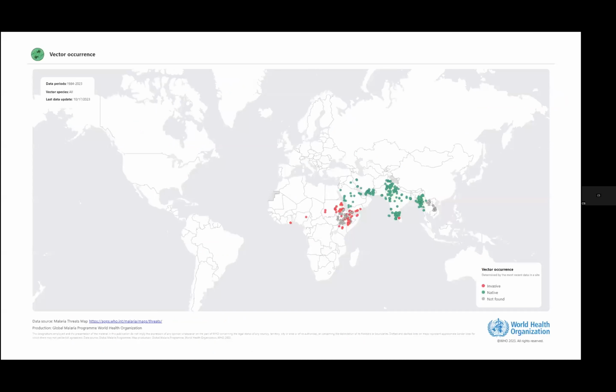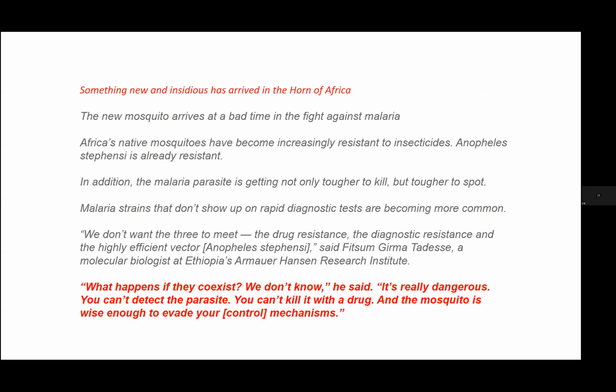Again, the World Health Organization has mapped vector occurrence of Anopheles stephensi, and you can see it, originally native to Southeast Asia, now has invaded across into Africa, specifically in countries in the Horn of Africa. And this was an interesting paper, something from one of the researchers working in the Horn of Africa, where he says something new and insidious has arrived. The new mosquito arrives at a bad time in the fight against malaria.